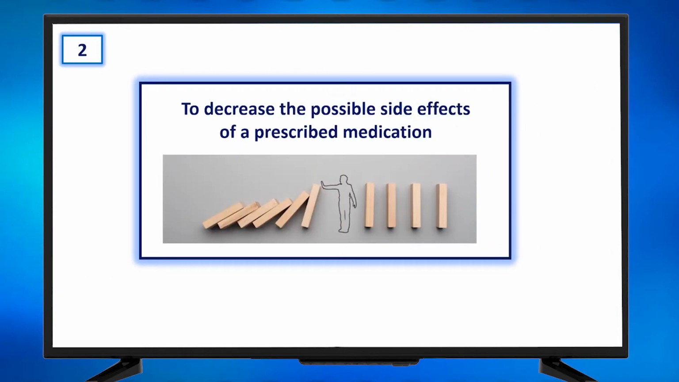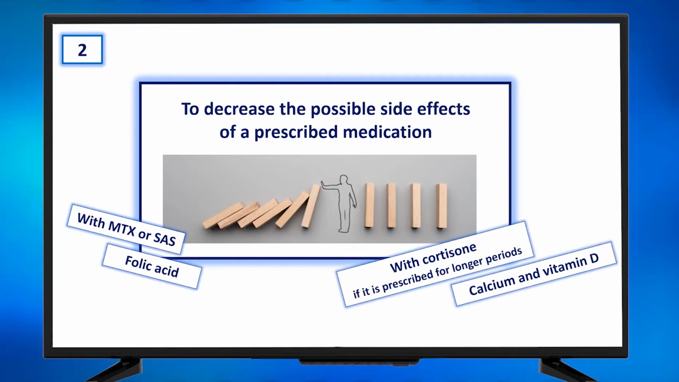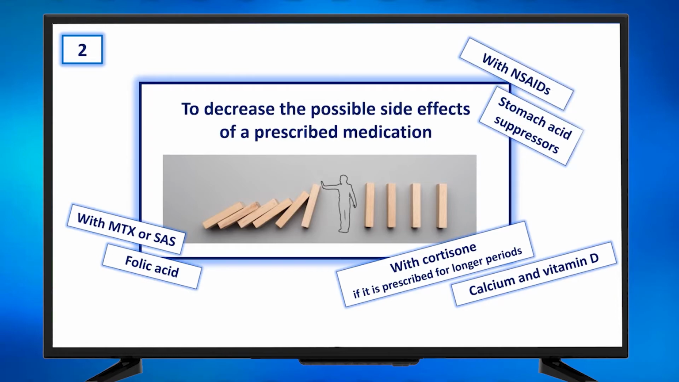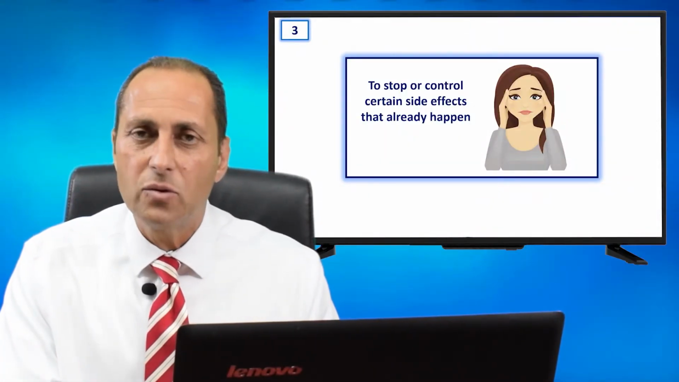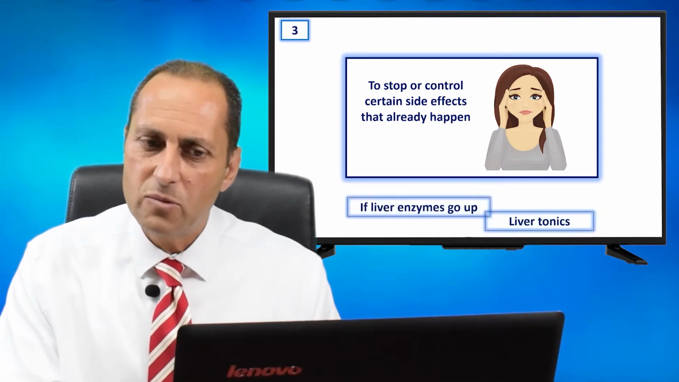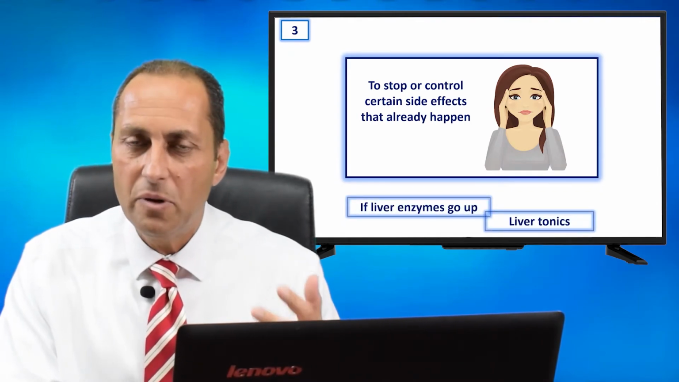Number two, to decrease the possible side effects of a prescribed medication. If we prescribe methotrexate or cilazopirin, we prescribe folic acid. If we prescribe cortisone, we prescribe calcium and vitamin D. If we prescribe NSAIDs, we prescribe stomach acid suppressors. We call them proton pump inhibitors. Number three, to stop or control certain side effects that already happen. If liver enzymes go up, we sometimes prescribe liver tonics.